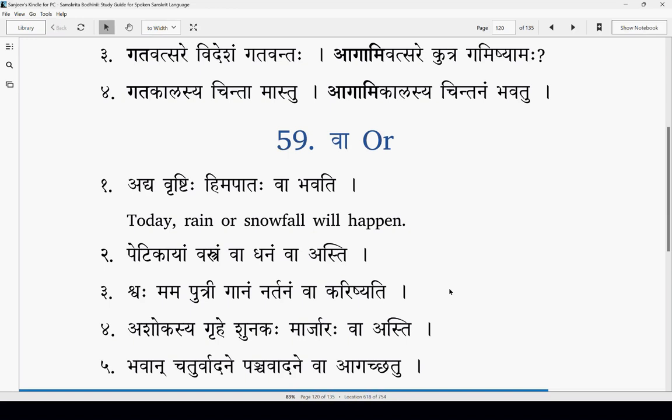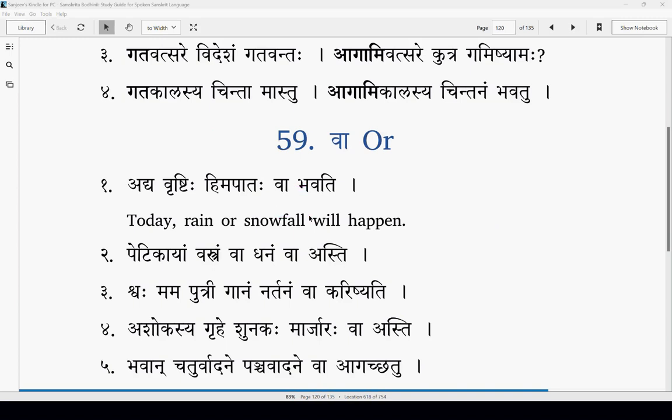So today rain or snowfall. Va is placed after himapatah here, like cha. Cha is also like that in Sanskrit, right? Adya vrishti himapatah cha bhavati. If you use cha, meaning and, cha is not placed in between. It is placed at the end, meaning and. Vrishti and himapatah, rain and snowfall, both are happening. Then we place cha. So if either one is happening, we put va there.